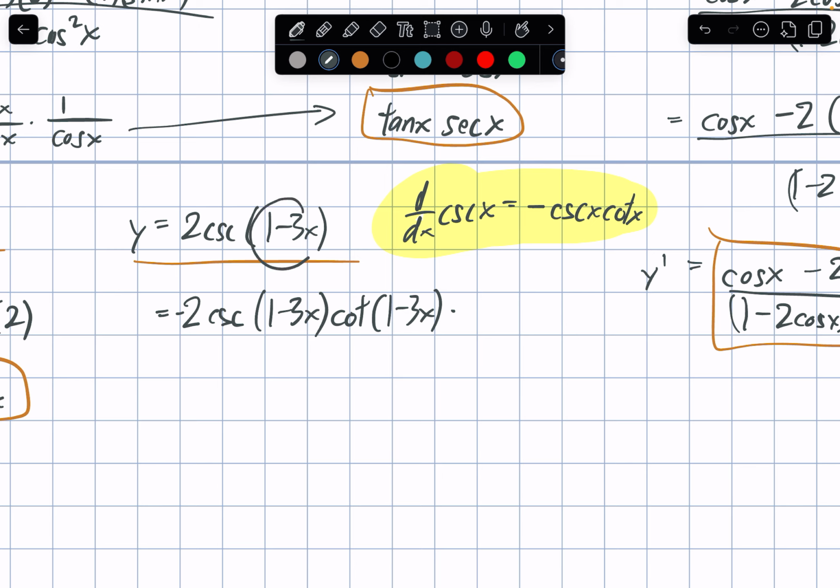So negative csc x and then cotangent x, times d over dx, the derivative of whatever is inside the parenthesis, which is negative 3. So the negative signs cancel. So we have 6 csc(1 minus 3x) cotangent(1 minus 3x). This is the final answer.